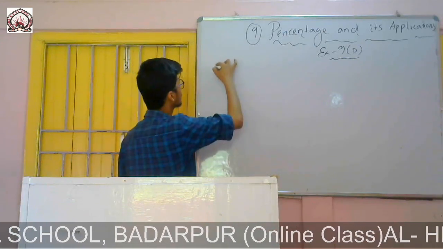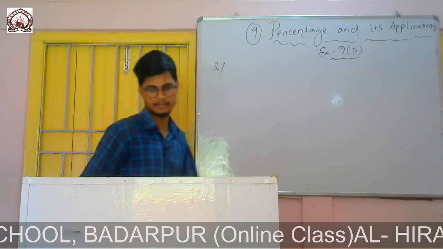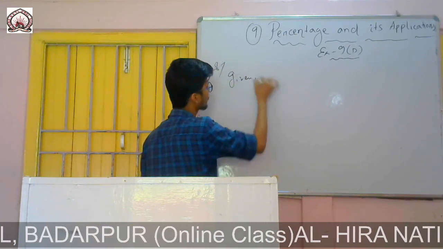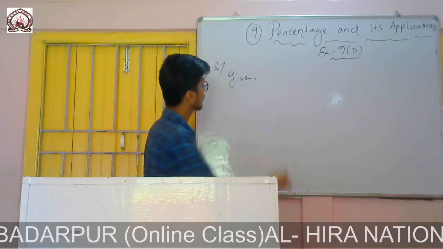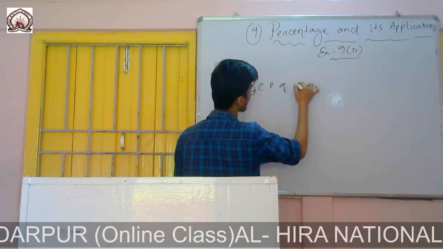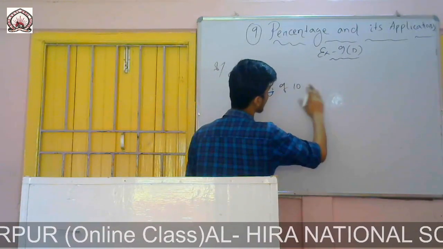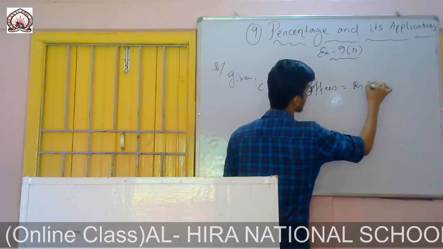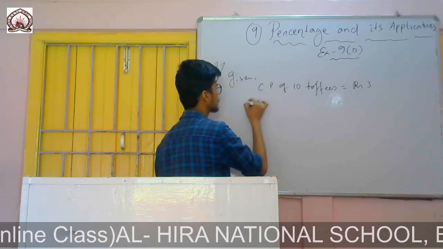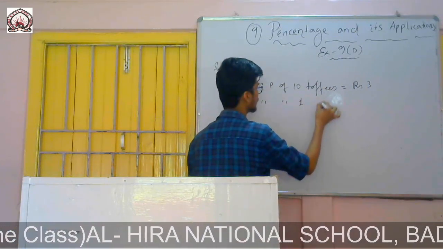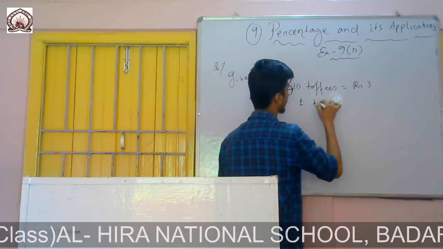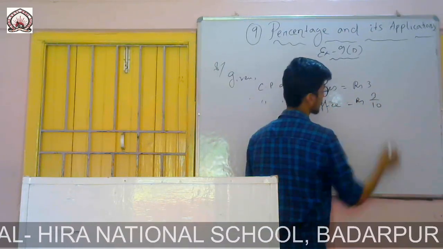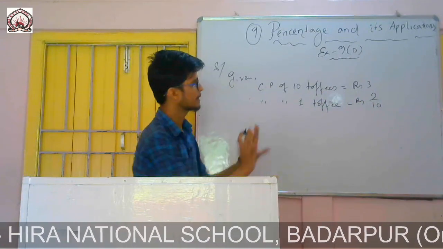Question number 8. So you write given, CP of 10 toffees is given as rupees 3. That means the cost price of 1 toffee, first of all you find the cost price of 1 toffee, is rupees 3 by 10. 3 by 10, you keep it here.